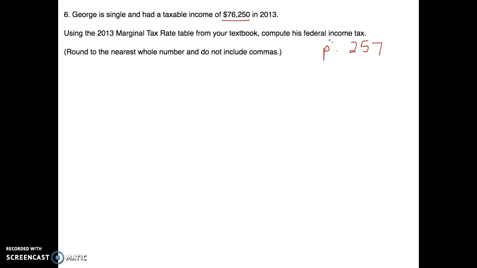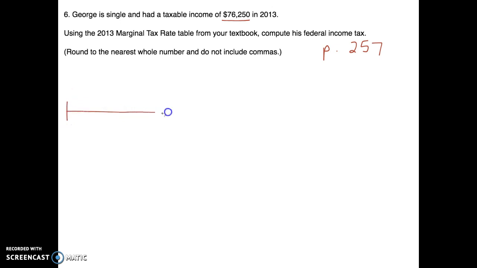So on this one, we need to go to the table in the single column, and then he's in that 25% range because he makes more than the 36,250 but less than the 87,850. So he's going to be in the 25%. So a lot of people think that means, okay, well, you take your taxable income and multiply that by 25%. But that's not how it works. So this is how I like to think of it.